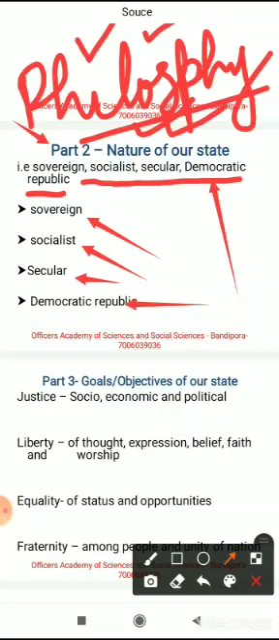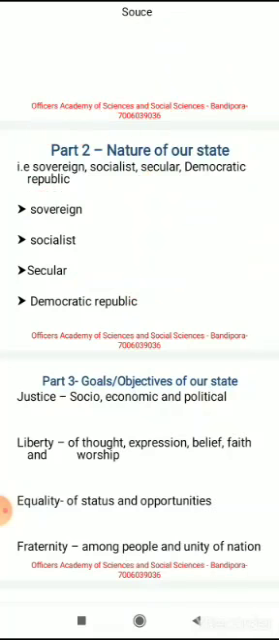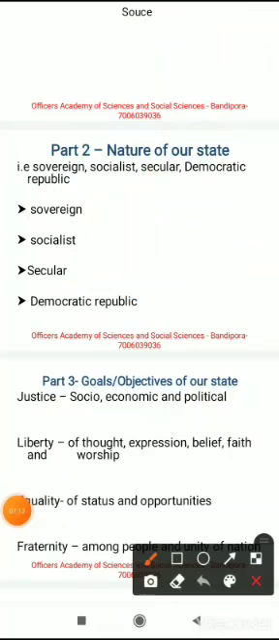Now part second is very important in terms of the question, because most of the questions are being asked from this section. So one by one we'll be discussing what do you mean by sovereignty, what do you mean by socialist, what do we mean by secular, and what do we mean by democratic republic. So first of all we shall explain these terms. Number one term is the sovereign. What does sovereign mean?